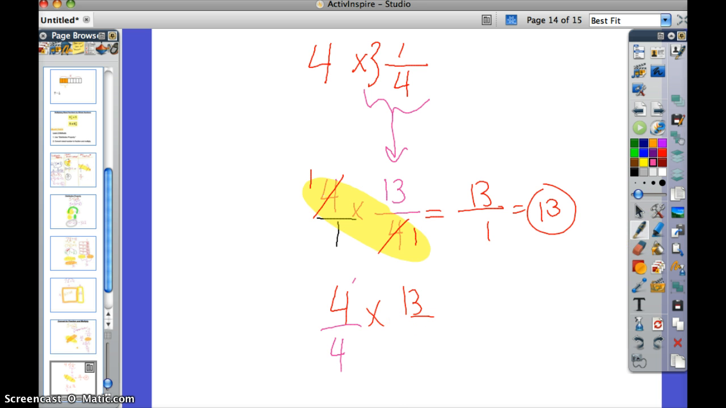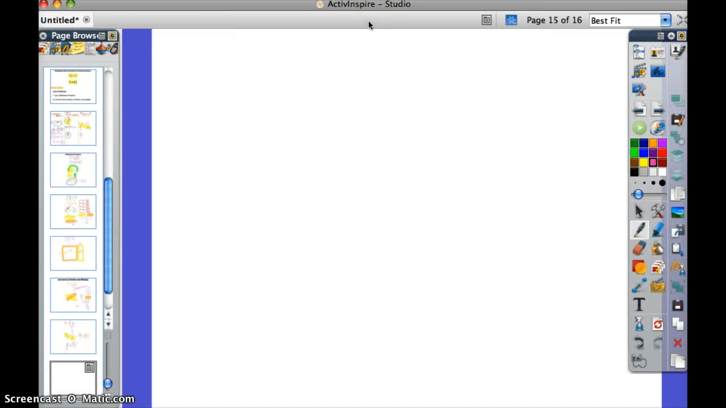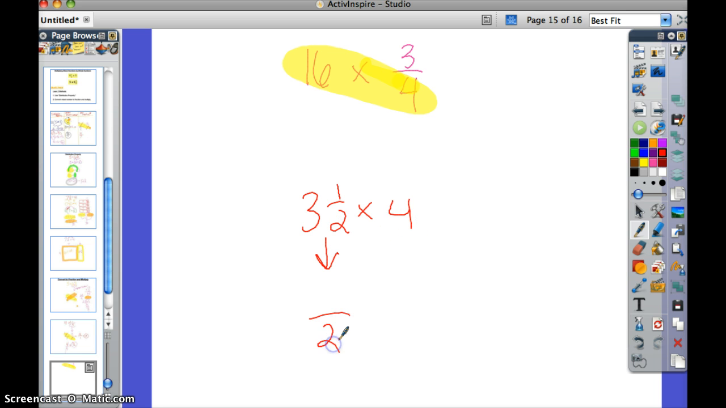Some of you might notice, hey, that's 1, so my answer is 13. Okay. But I want you to start thinking about when you see these types of problems, right? 16 times maybe 3 fourths. You can start to look and cross simplify just as you would in a fraction times fraction problem. Okay. So look out for that after you convert mixed numbers to improper fractions.